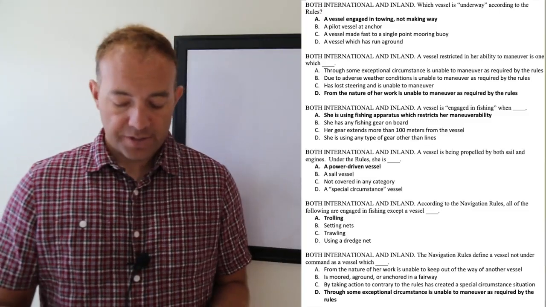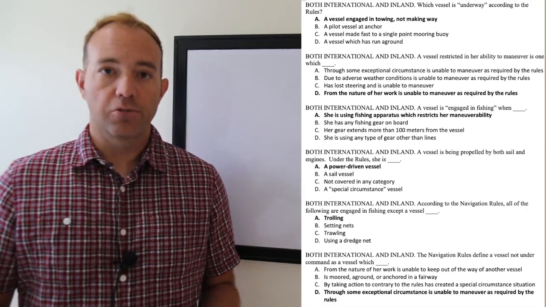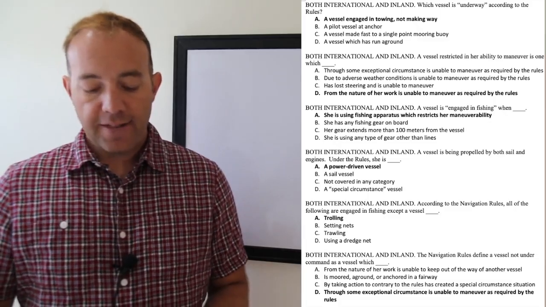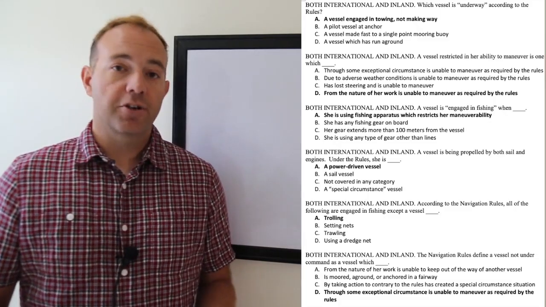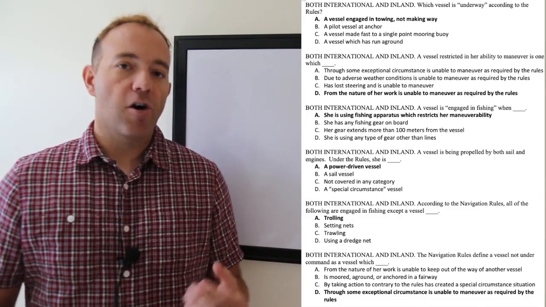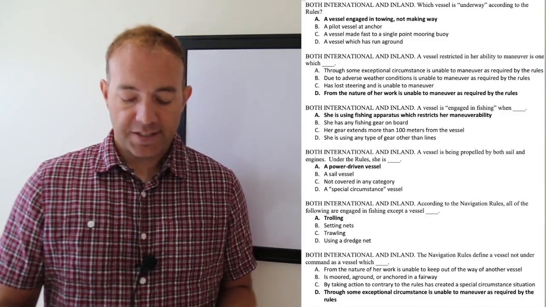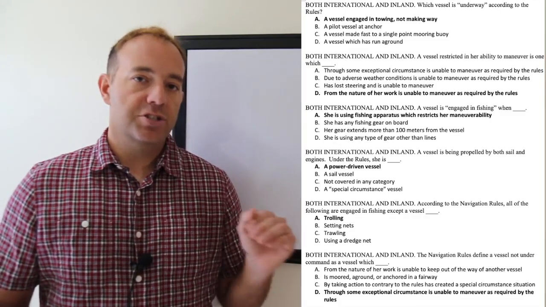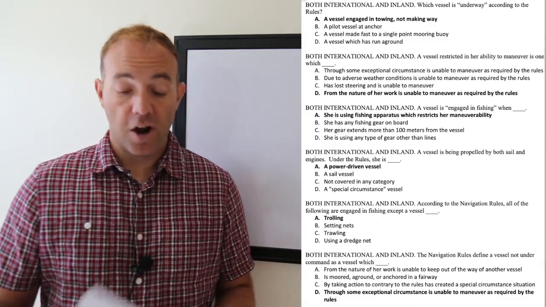Okay, so looking at the quiz, the first question, both international and inland, which vessel is underway according to the rules? So if you look at the answers, a vessel engaged in towing, a pilot vessel at anchor, a vessel made fast to a buoy, a vessel which is run aground. Choices B, C, and D are all specific cases that are not underway. That leaves choice A, a vessel engaged in towing, not making way. When they say not making way, that means they're just kind of drifting through the water. They're not necessarily being propelled by their machinery, but they are underway.